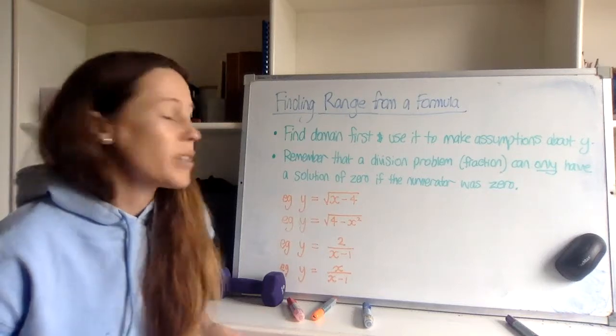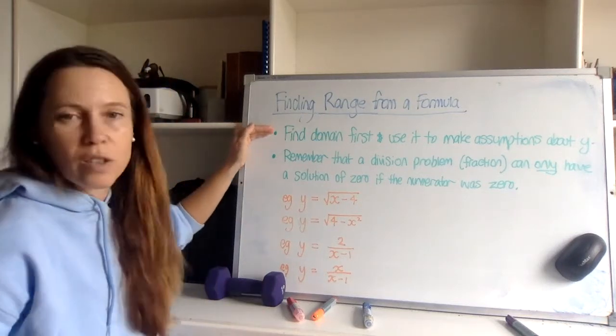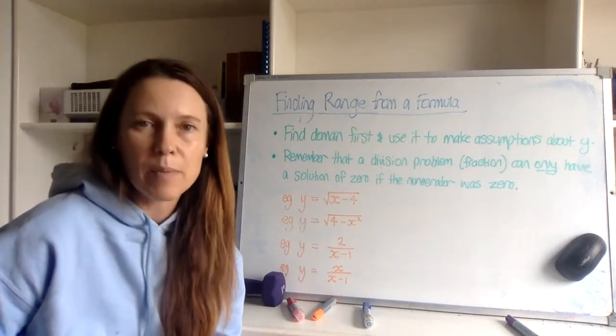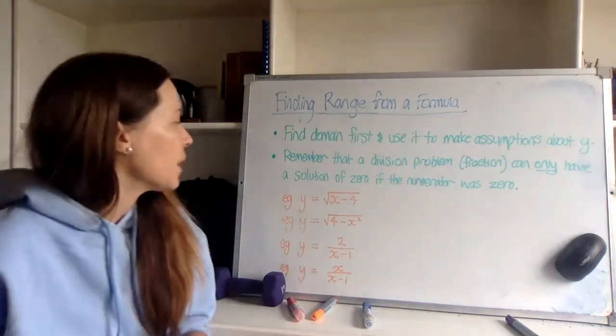Now, a couple of strategies. One is just to look for the domain first and then make some assumptions about what y must be based on what x can or can't be.